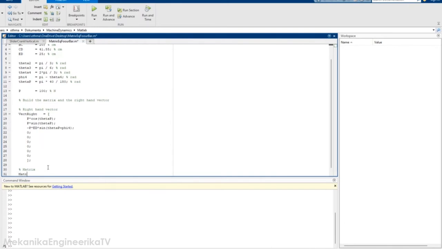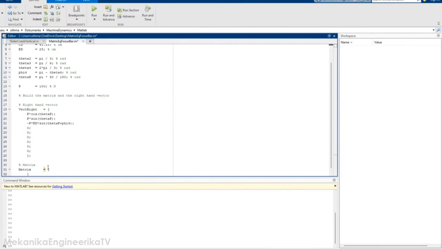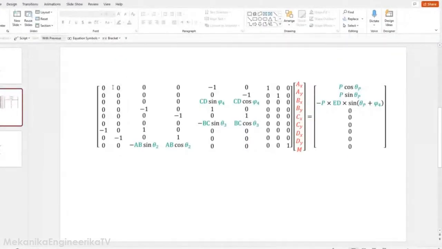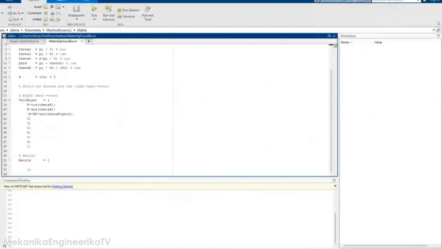So let's call it, for example, the matrix. I can call it differently. I will open these brackets. Now, I will start with the first row. For the matrix, I will have the first column 0, second column 0, 0, 0. I have minus 1 in the fifth column and 1 in the seventh column. And after that, everything is 0. So this is what I will tell MATLAB.